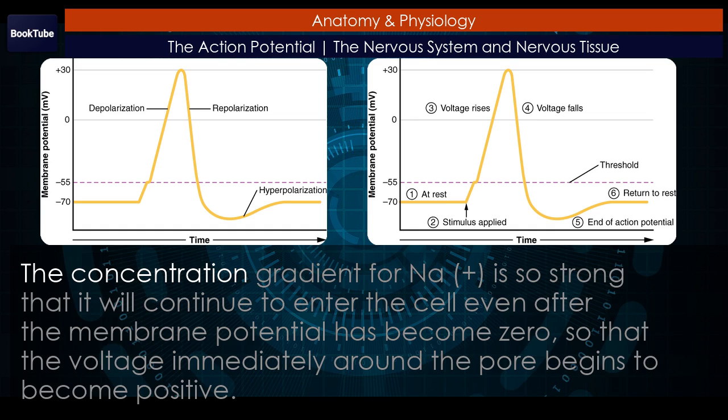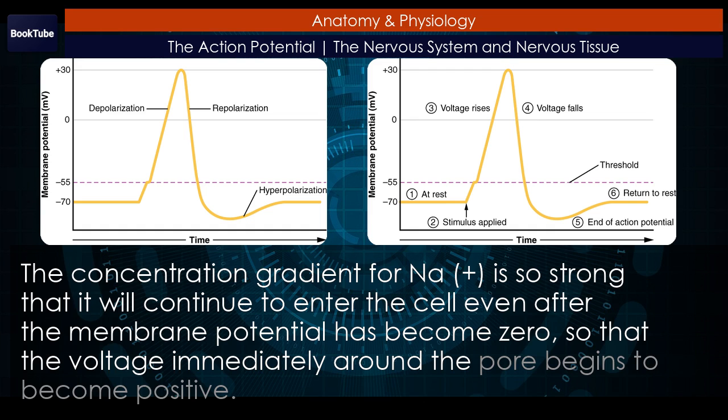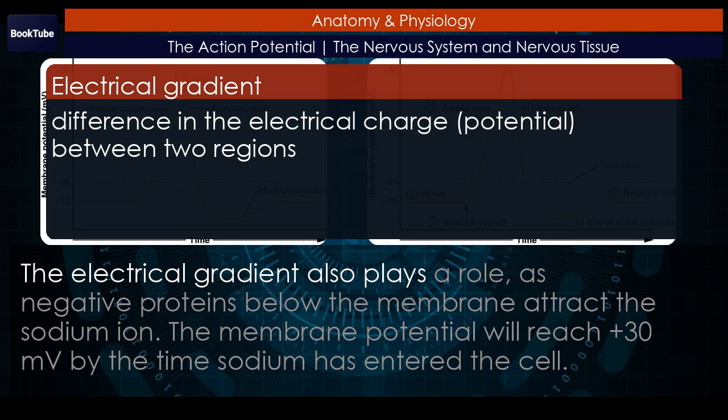The concentration gradient for Na+ is so strong that it will continue to enter the cell even after the membrane potential has become zero, so that the voltage immediately around the pore begins to become positive. The electrical gradient also plays a role.